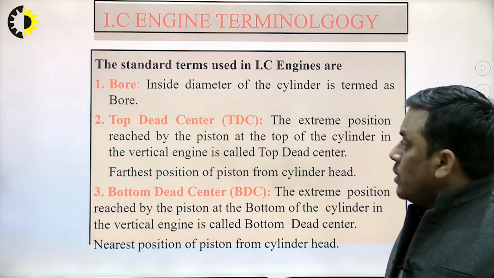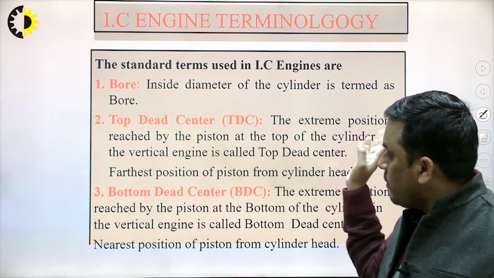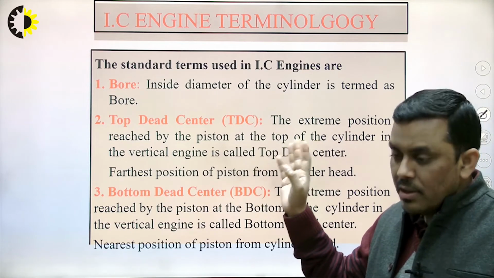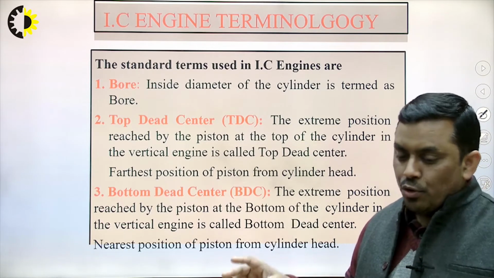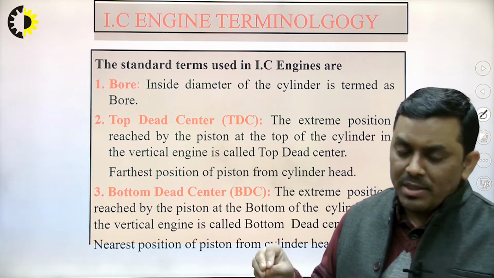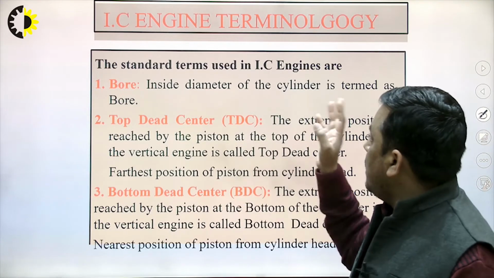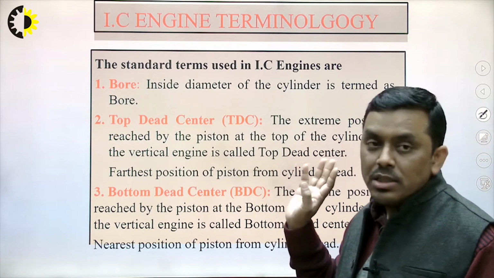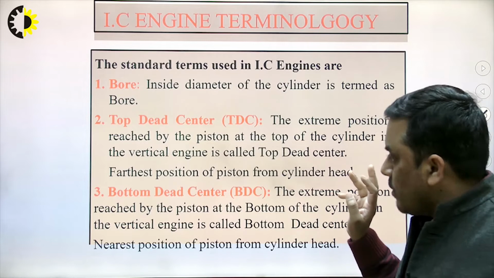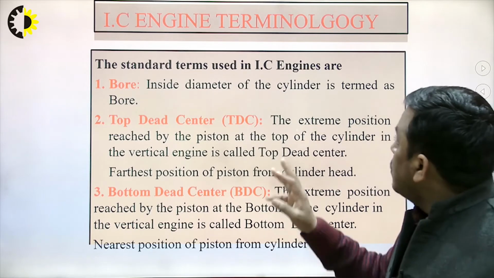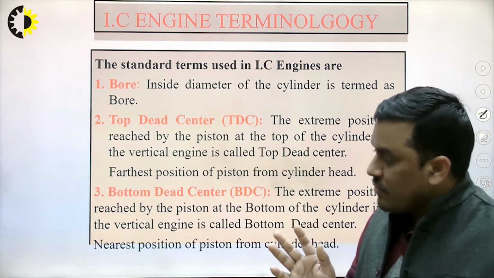Okay. So earlier slides we were observing the different types of IC engines on the basis of fuel, strokes, type of cooling, and cylinder arrangement. Now we must be well aware of the IC engine terminology: bore, top dead center, bottom dead center. In an IC engine we are mainly concerned about the cylinder and piston arrangement.